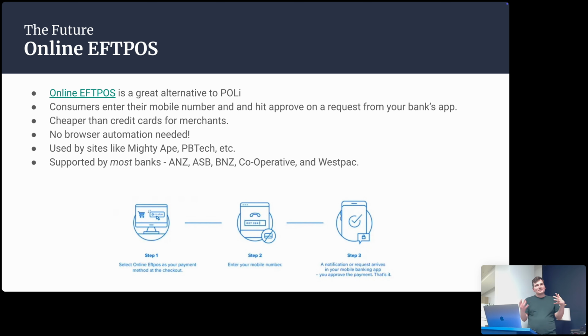So I guess I want to talk a bit more about the future and what's changing in this space going forward. You might have seen, depending on what you've used, that there's a service called Online EFTPOS, which is a good alternative to Poli. And this one's kind of cool. I haven't personally used it because even though I have a lot of different accounts with different banks, none of them support this. But you just enter your phone number, and then you'll get a prompt on your phone. It will say, do you want to approve this payment to whatever company?